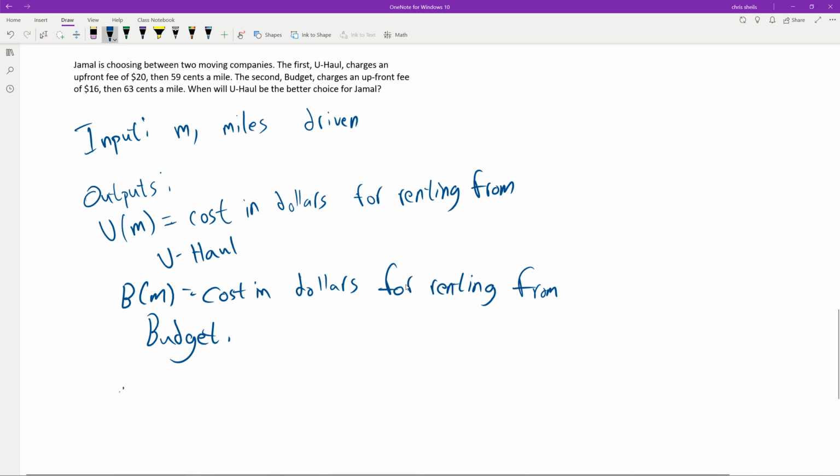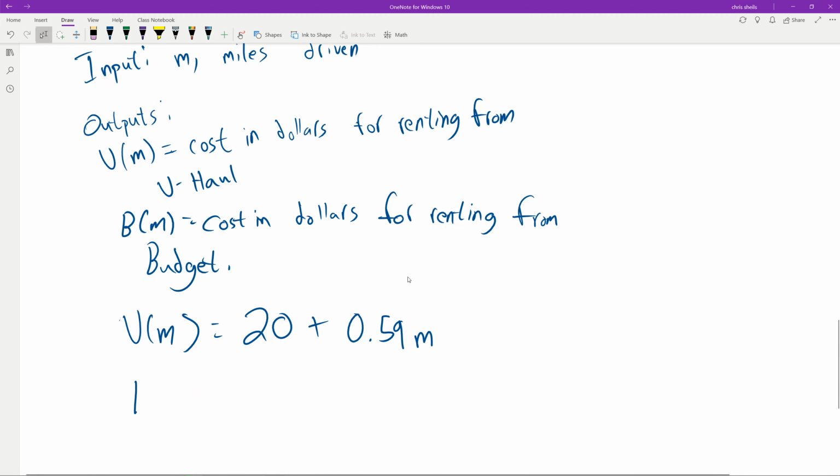So U of M, I can say that this is, so the upfront fee is $20 plus 59 cents in dollars is 0.59. This is times M. B of M is, let's see, the upfront cost for Budget is $16. And the rate of change was 63 cents, which in dollars is $0.63. And I multiply that times M.